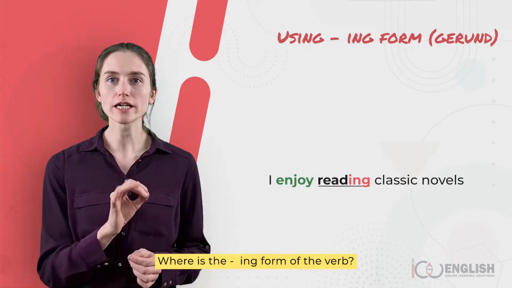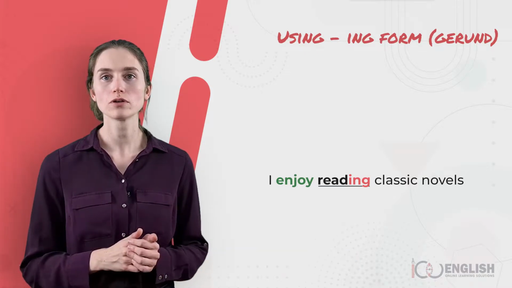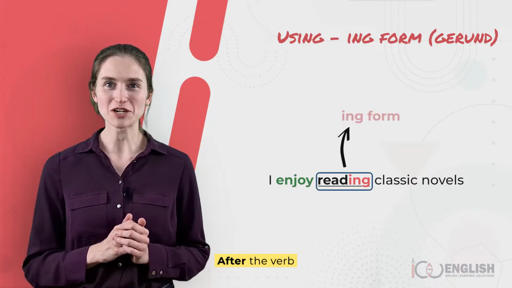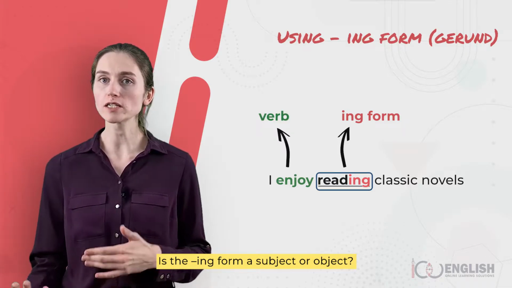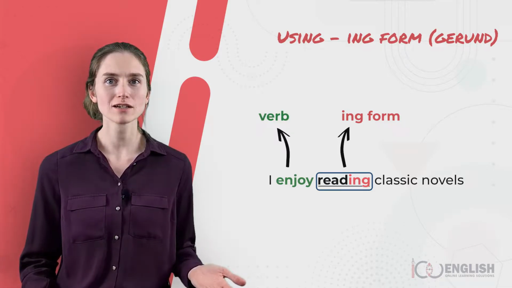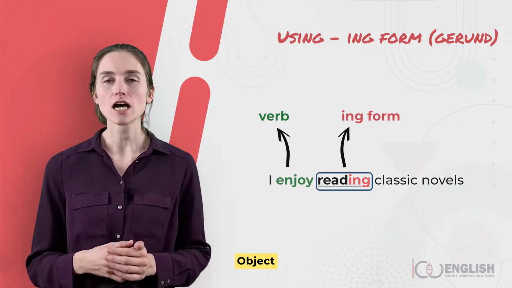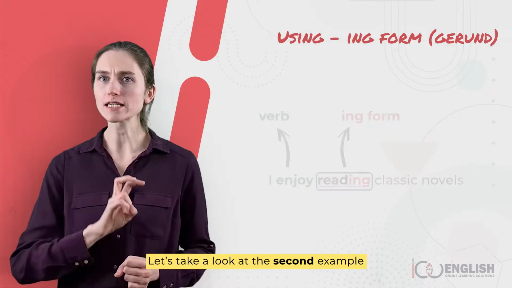Where is the ing form of the verb? After the verb. Is the ing form a subject or object? Object. Let's take a look at the second example.